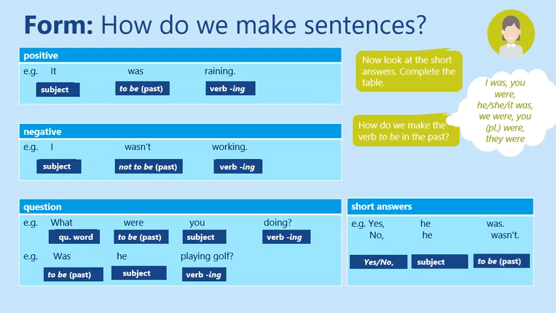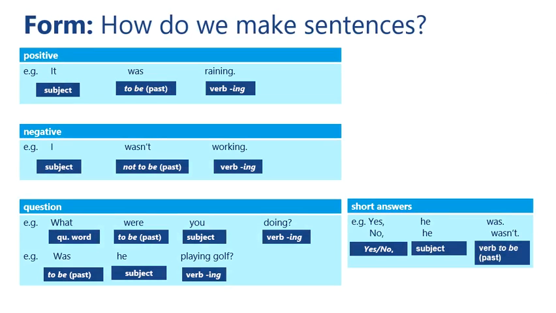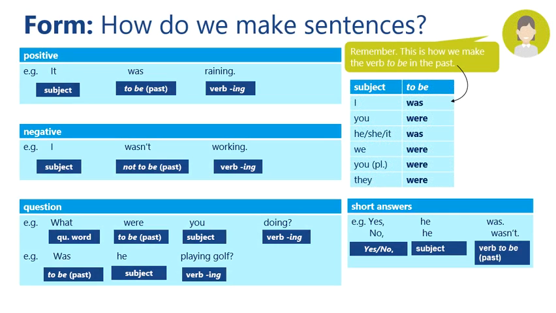So, how do we make the verb to be in the past? That means I was, you were, he, she, it was. We were, you were, and they were. So, how do we make sentences? This is the way. So, remember, this is how we make the verb to be in the past.